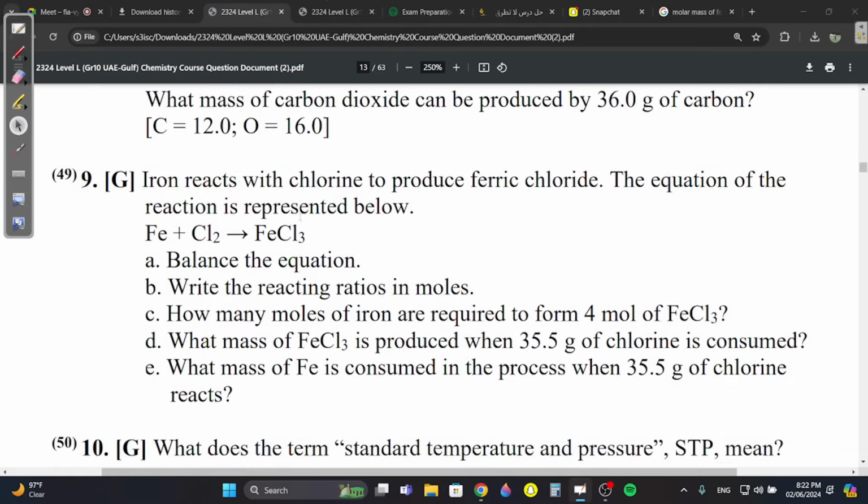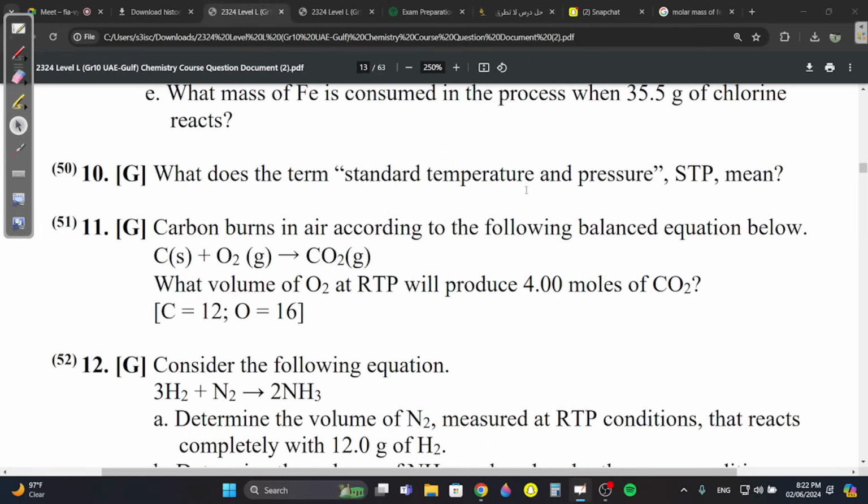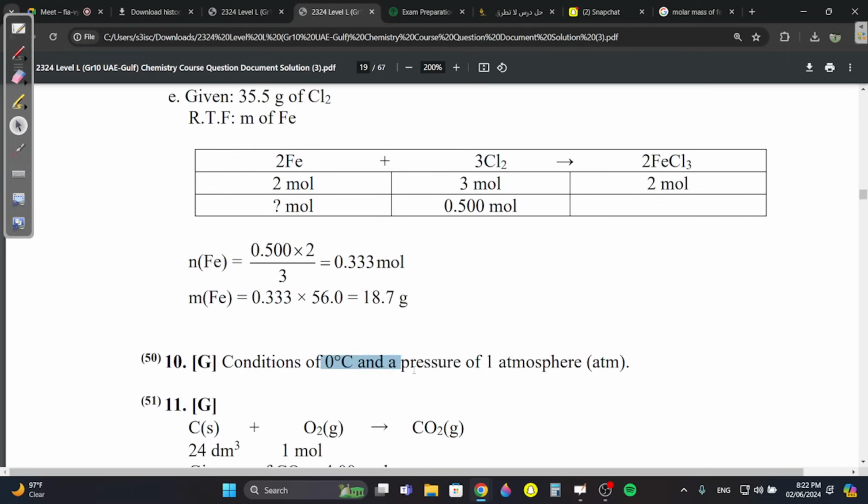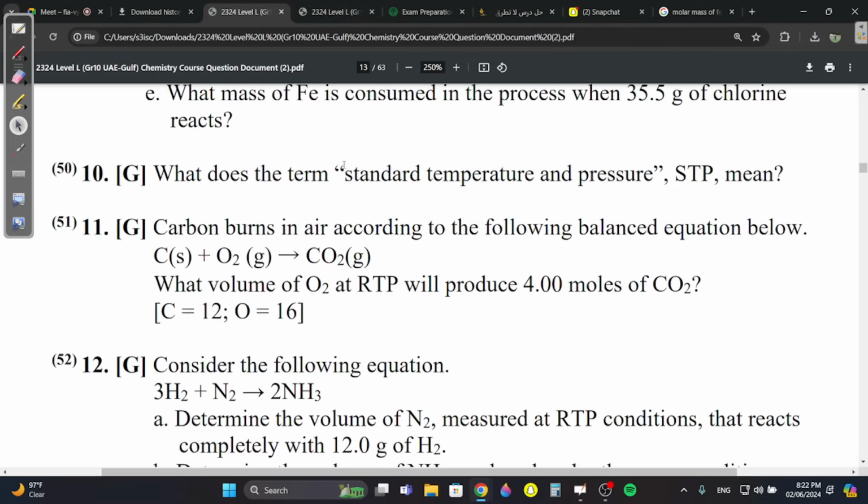Question 10. What does the term standard temperature and pressure mean? It means 0 degrees Celsius and 1 atmospheric pressure, I think. Yeah, 0 degrees Celsius and 1 atmospheric pressure. I remember this question always comes.